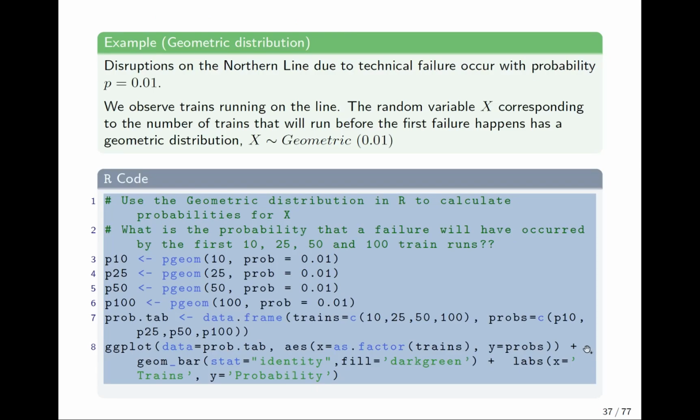So, to give an example of a waiting time distribution, disruptions on the Northern line due to technical failure occur with probability p equals 0.01. We observe trains running on the line, and the random variable x corresponding to the number of trains that will run before the first failure has a geometric distribution with parameter p. Okay, so it's a waiting time distribution, waiting for an event, or in this case for a failure.